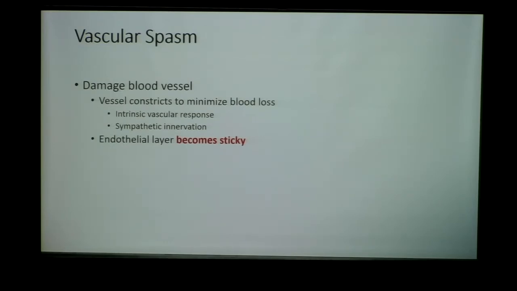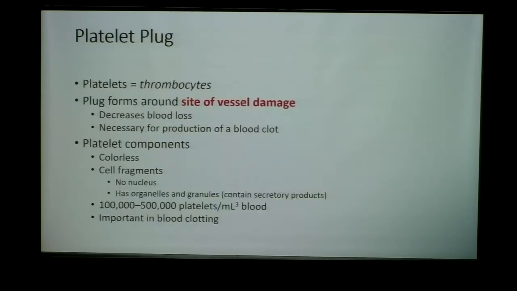And so when you cut a blood vessel, even if a very small vessel is cut, you're going to expose the underlying subendothelial tissue to the lumen of that vessel. And that's the trigger for all of this to start happening. So the endothelial layer becomes sticky, and that kind of attracts some of the factors that are in the blood to start aggregating at the site of injury and begin this process that we'll look at further.